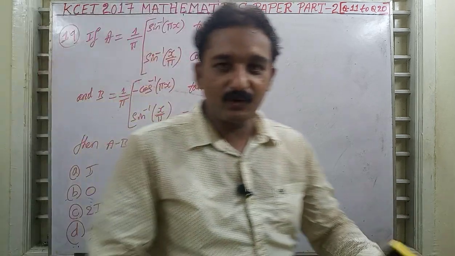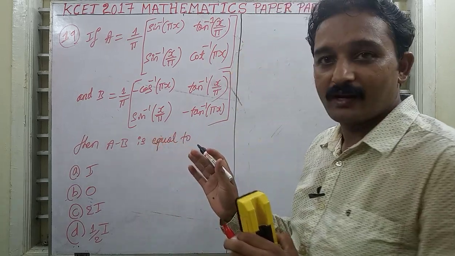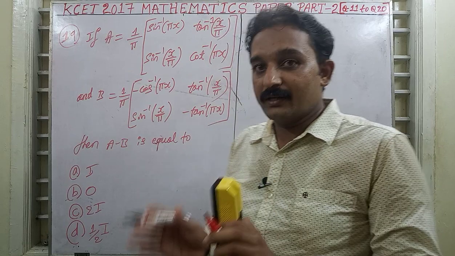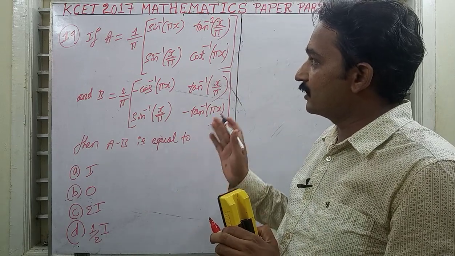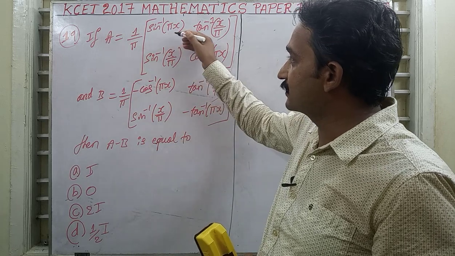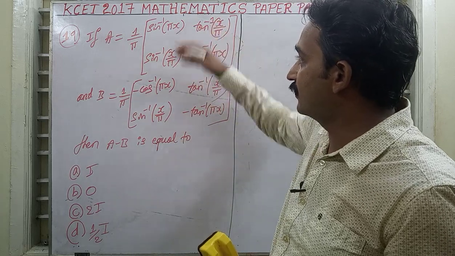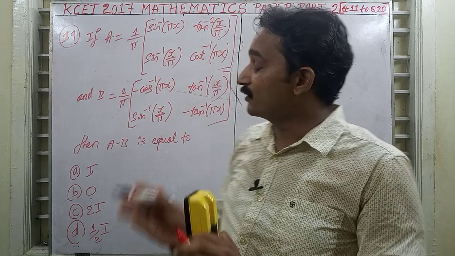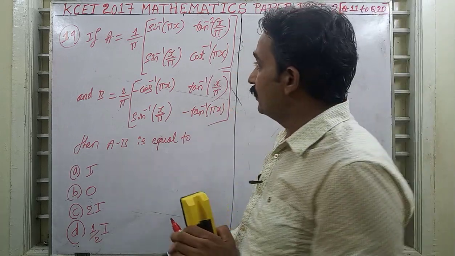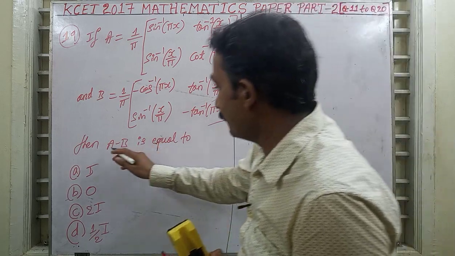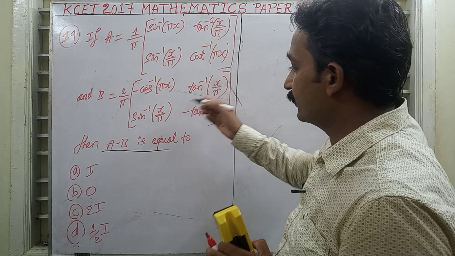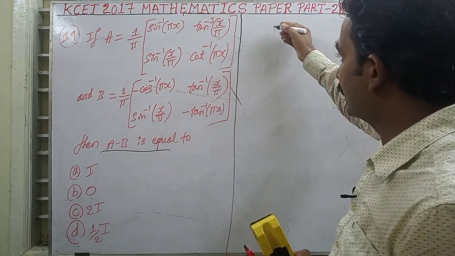So now let us move on to the next question, question number 19. This question is based on the chapter matrices, particularly algebra on matrices, and also depends on the chapter inverse trigonometry, because sin inverse pi x, this type of inverse trigonometry terms are there, and we also use the inverse trigonometry identities in this case. So we have to find out a minus b. Directly we can find out a minus b using these two inverse trigonometry identity formulas.